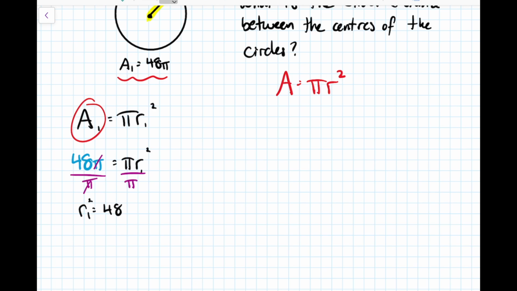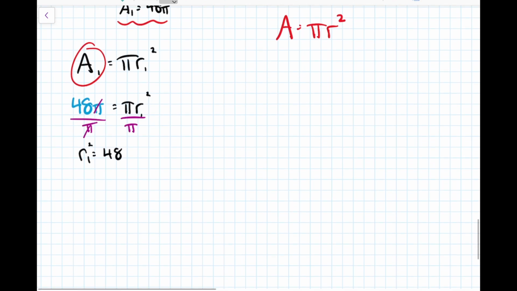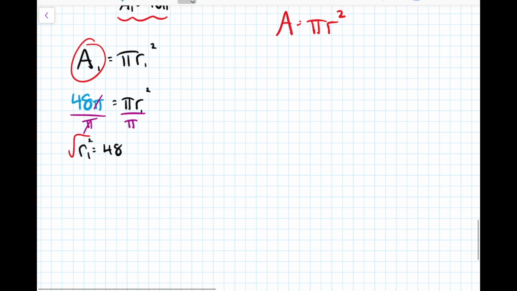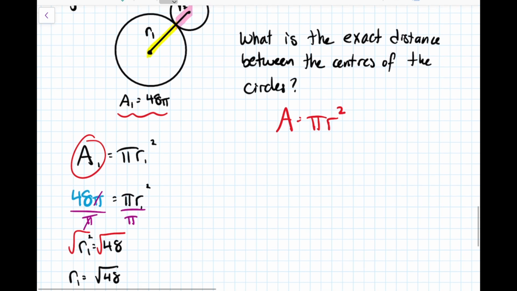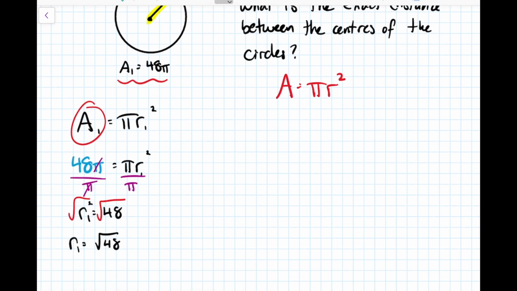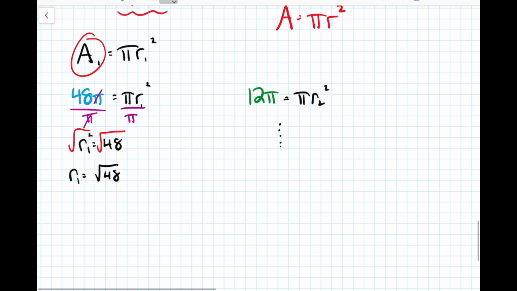Well, I don't want r1 squared. I just want r. So I'm going to square root both sides of that. And what we end up with is our radius 1 is just root 48. Our second circle is going to work exactly the same way, right? So it's going to end up as 12 pi instead of 48 pi, but that's still going to equal pi r2 squared, and the work's all going to be exactly the same, so I'm not going to show it again. We're going to end up with r2 equals root 12.